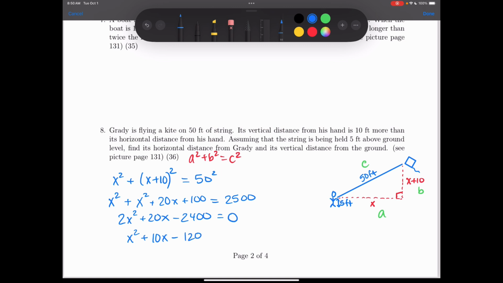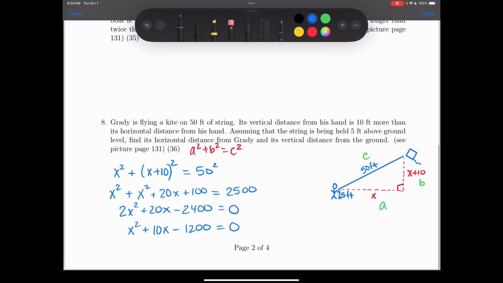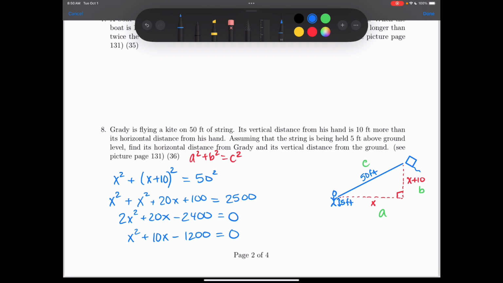So I just wrote it this way. I factored the 2 out, and 0 divided by 2 is just 0. So the 2 is just gone. Now I can factor this. Any ideas?